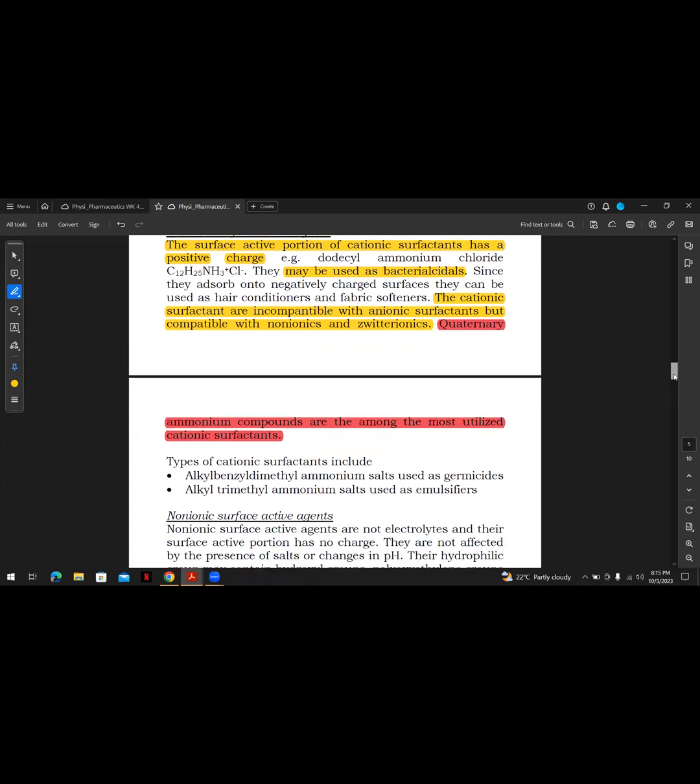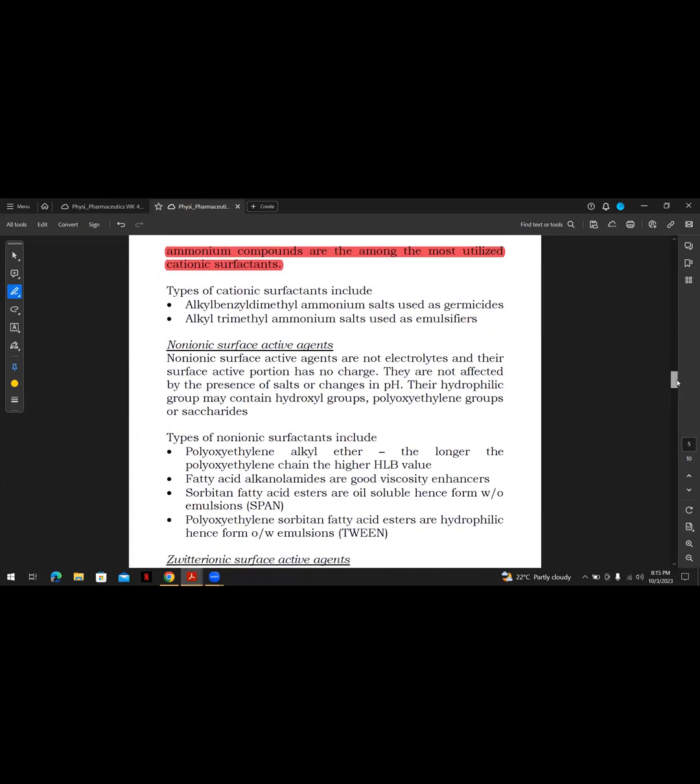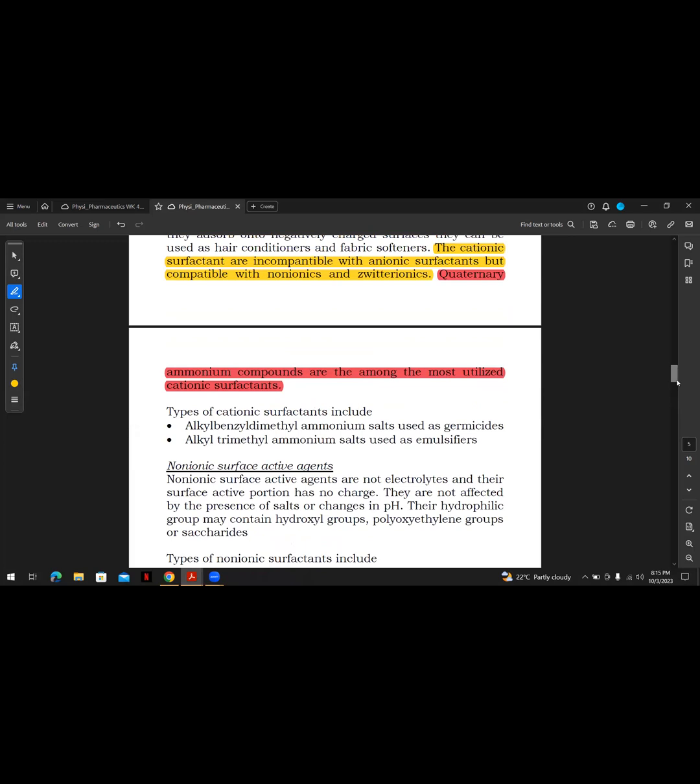So quaternary ammonium compounds are among the most utilized cationic surfactants. Examples include alkyl benzyl dimethyl ammonium salts, such as germicides, which makes sense because we said they can be used as bactericidals.